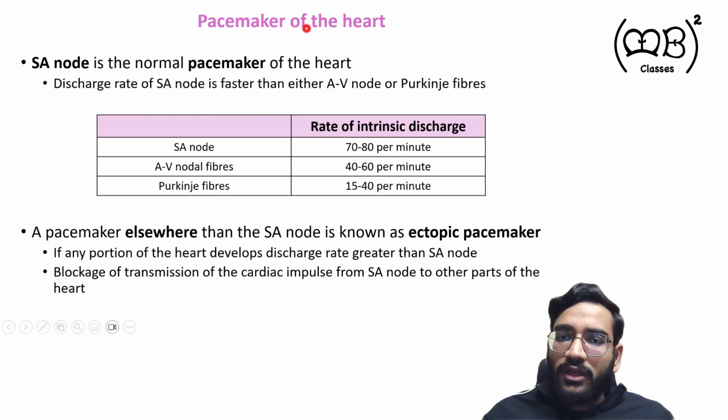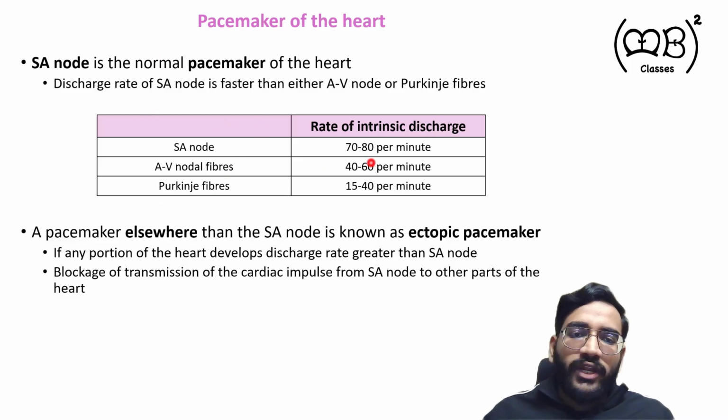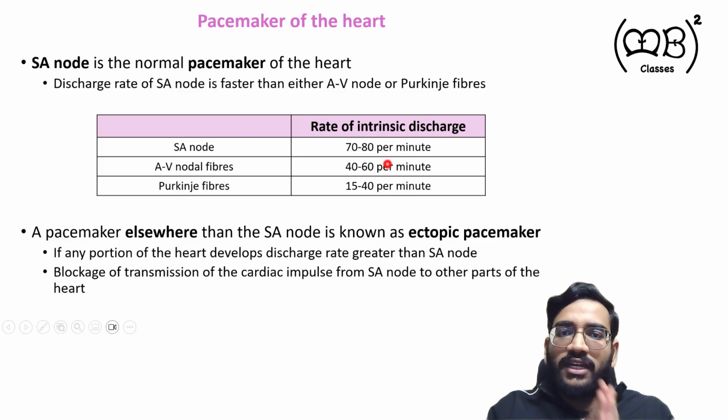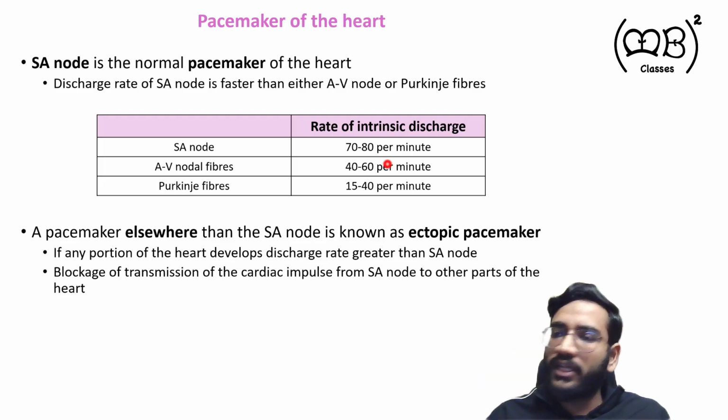The pacemaker of the heart is the SA node, which is the normal pacemaker. Why is that? It is because the intrinsic rate of discharge of the SA node is much faster than that of the AV node or the Purkinje fibers. For example, the AV nodal fibers discharge at a rate of 60 per minute. So if they discharge at a rate of 60 per minute, one action potential will be generated in the AV node every 1 second.